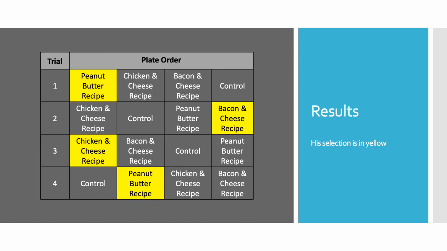Okay, so you saw the 4 different trials. So this is a table that shows you my results. And in this table, I'm going to have the order, and then whatever his selection was, I've highlighted in yellow. So in the first trial, he selected peanut butter. In trial number 2, I rearranged the plate order and he selected bacon and cheese. He went for the opposite side. Now in trial number 3, he went for chicken and cheese.